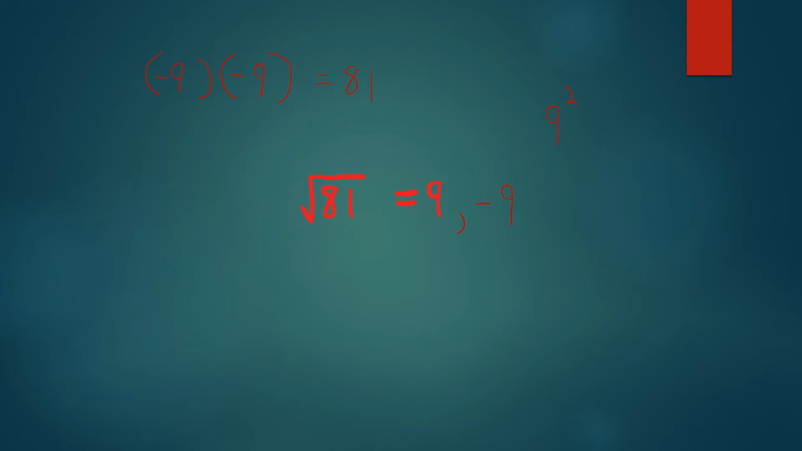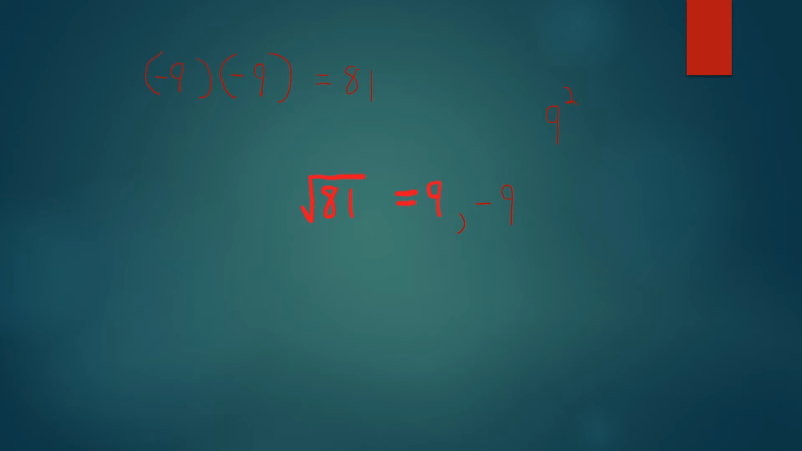But 9, we call it the principal square root because it is positive. As a matter of fact, the rule states that the principal square root can only be positive or 0.